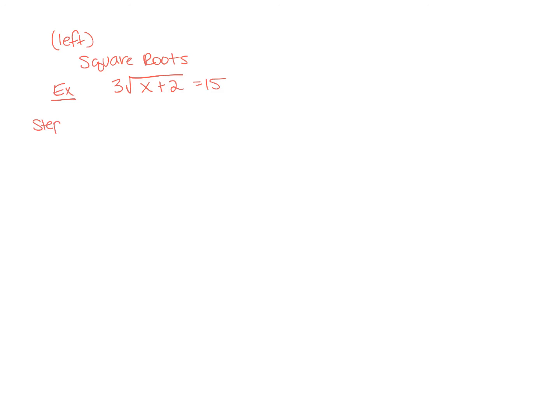So my step 1 in these types of problems is to isolate the radical. In this case, I want to get the square root of x plus 2 all by itself. And I've got a 3 times it. So I'm going to divide both sides of my equation by 3. Now you'll notice that I have my square root of x plus 2 isolated, and it's equal to 5.